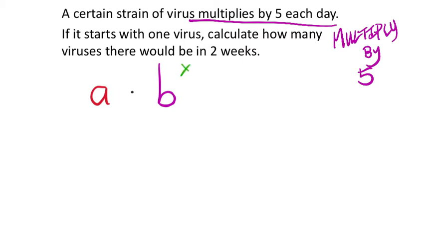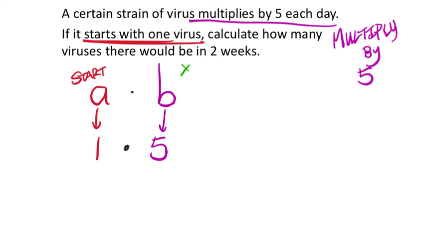Let's find out. Right off the bat, it says a certain strain of virus starts with one virus. So that's my starting value. A is my starting value. Right now, there's one virus. But it's going to multiply by 5 each day. So since I'm multiplying by 5 each day, that's my B value. So I'm multiplying by 5.